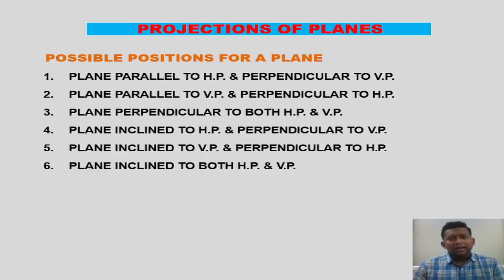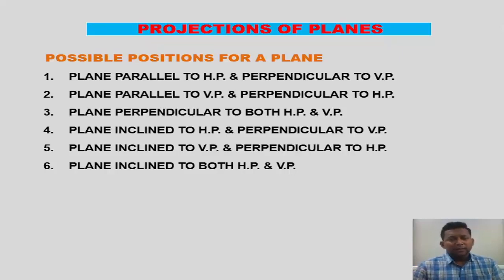Similarly, the plane also has different possible positions with respect to the horizontal plane and vertical plane. So here I have mentioned all the possible positions. For a plane, we can have 6 possible positions with respect to the horizontal plane and vertical plane. The first position is a plane parallel to HP and perpendicular to VP, and the second is a plane parallel to VP and perpendicular to HP.